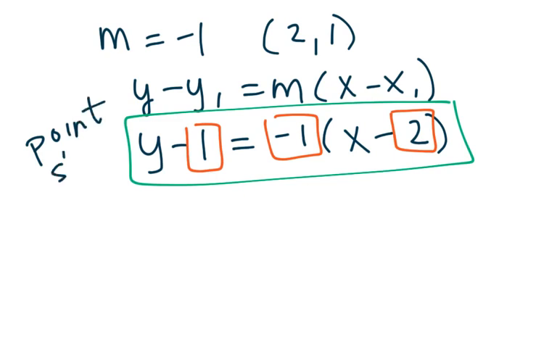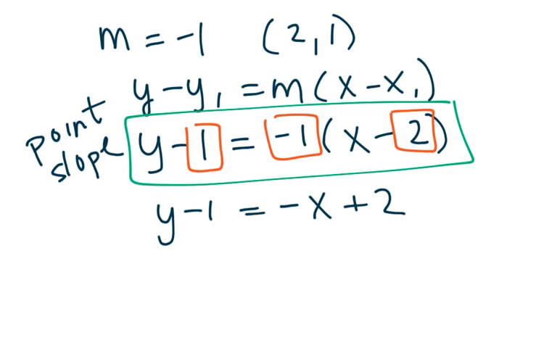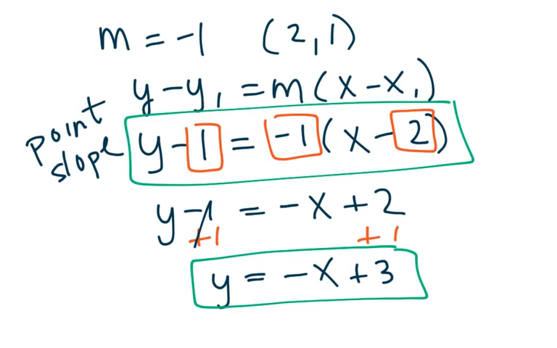If it says to write it in slope intercept form, you're going to want to get the y by itself. So to do that, we're going to distribute this negative 1, and then we're going to add 1 to both sides to get the y by itself. Okay, so this is slope intercept form, and the one above is point slope. So both answers are equal, they're both the same, just make sure you pay attention to which form you need to write it in.